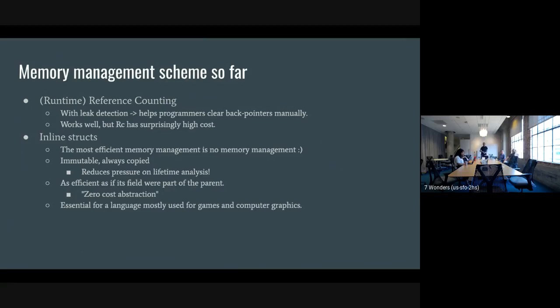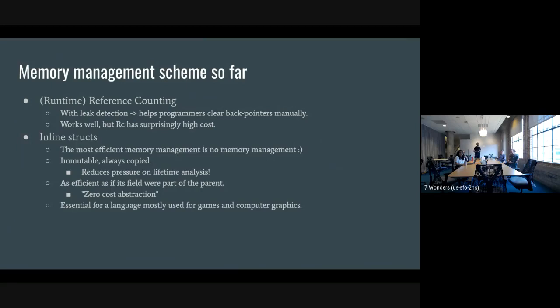So first, what was the memory management scheme of Lobster so far? So far, the main scheme is to use runtime, or old-fashioned, reference counting. In addition, I've added leak detection, which means at the end of the program, you get a little report saying, hey, these objects have remained allocated at the end, and you should probably do something about that. And that's meant to help programmers manually insert assignment statements to clear back pointers. That works pretty well, in the sense that leaks because of back pointers don't happen that often, and when they do, this report makes it very, very easy for you to find where to fix that. Beyond that, reference counting does have a surprisingly high constant cost, as some of you may know.